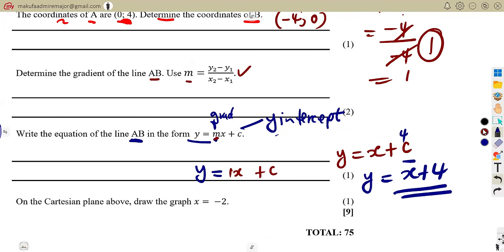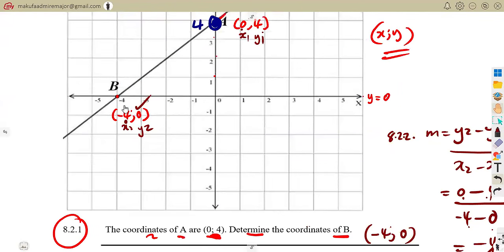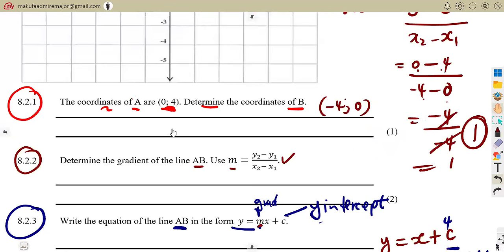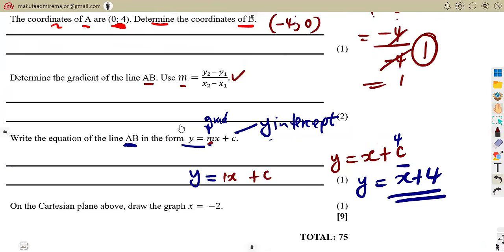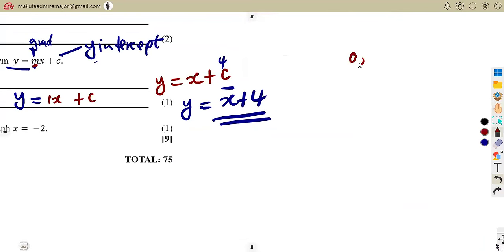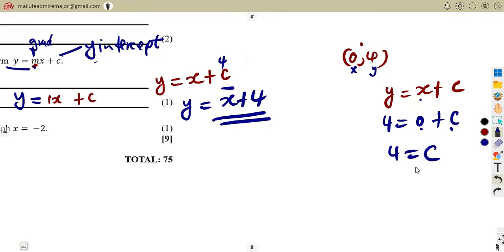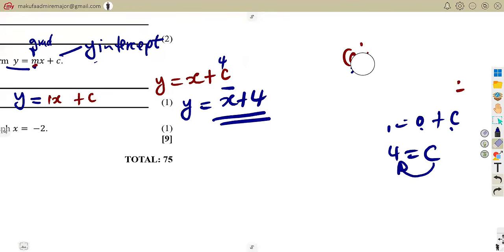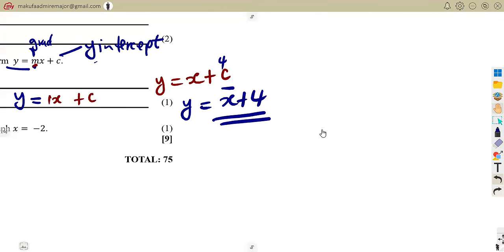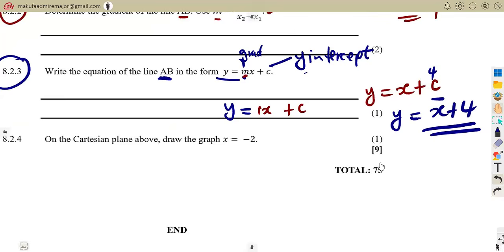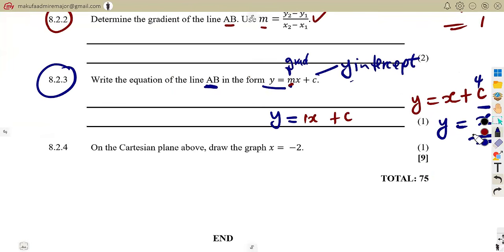The line was direct. The y-intercept is there. Or you can substitute any point. You can substitute the point B. You can substitute the point A that you are given. Remember, the point A is 0, 4. You can substitute and see y is equal to x plus C. When x is 0, y is 4. So 4 is equal to 0 plus C. That's C. So meaning to say C is equal to 4, which is the same answer that we got there. So we can substitute any of the points and you're going to obtain your C as 4, or you can take it from the graph, the y-intercept, as we can see from that graph.